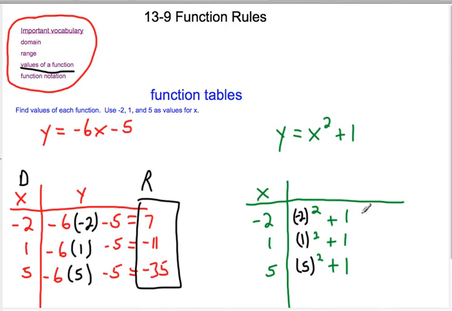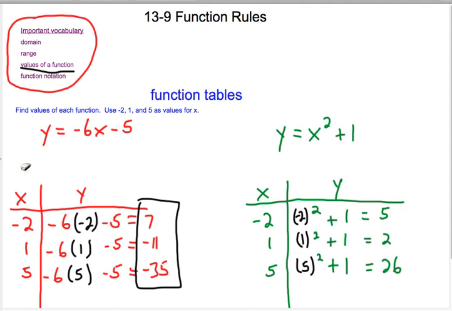So when we square -2, we get 4 plus 1 is 5, 1 plus 1 is 2, 25 plus 1 is 26. So the values of the function are the y values, the 5, the 2, the 26. The domain is -2, 1, and 5. So we'd say we call this the domain. The range, R, is 5, 2, and 26. In this case, I'm going to erase these to make room for something.